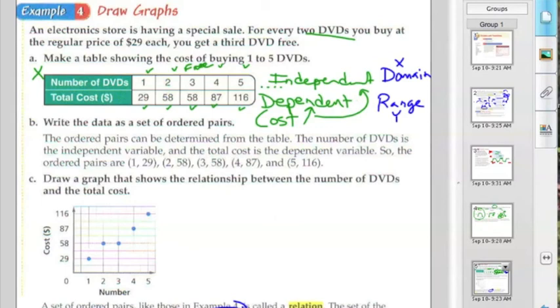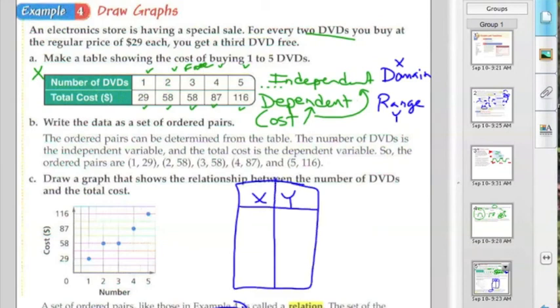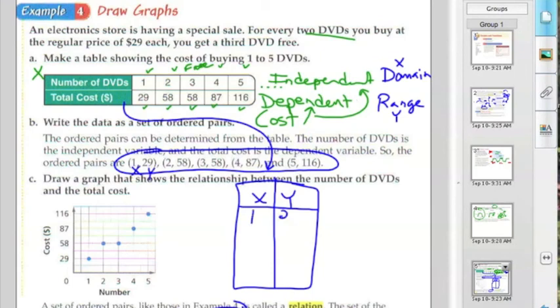So if you had to graph them in a table, you would have x and y. And you could use it from this table here and just place it down. Or you could use the ordered pairs that they've listed out here. That when x was 1, y was 29. When x was 2, y was 58. X was 3, it's 58. 4 is 87. And 5 was 116. So here's your domain. Here's your range. Again, usually it always reverts back to alphabetical. D comes before R, X comes before Y. All right.